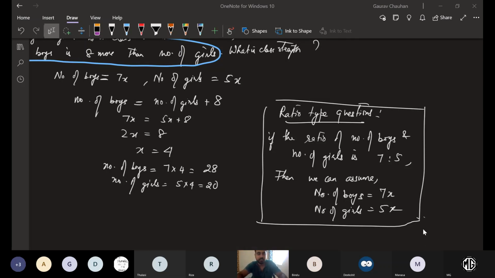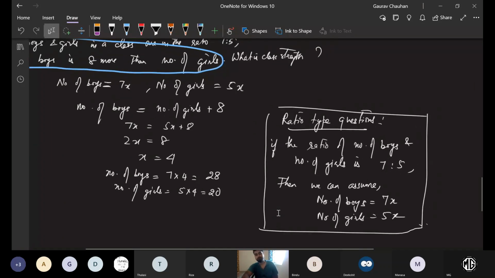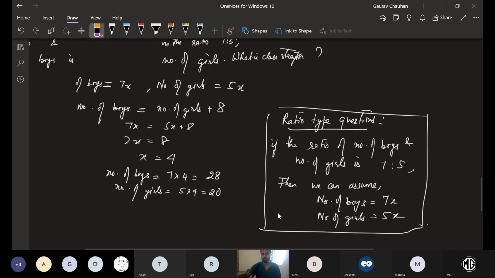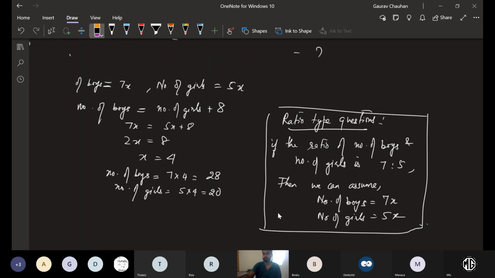Anyone has a doubt in this discussion? Hemanji, are you following here? Yes, sir. Take down that. That is the assumption we make. That's what we know by ratio. That concept is what we're going to use here.